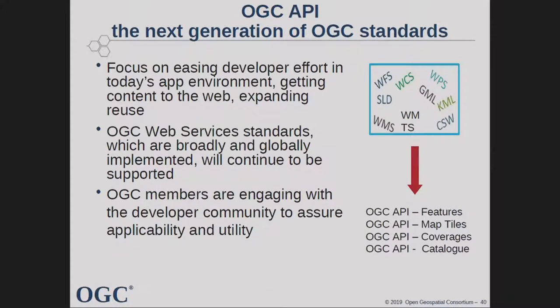One more slide. The whole initiative started from a joint working group between OGC and W3C, the Spatial Data on the Web working group. The focus of the Open API and next generation standards is easing developer effort in today's app environment, getting content to the web, and expanding the reuse. We were asked questions like, what happens to the OGC web services standards? They are still there because they are broadly and globally implemented. We will continue to support them, but not on the level as we're doing it now.